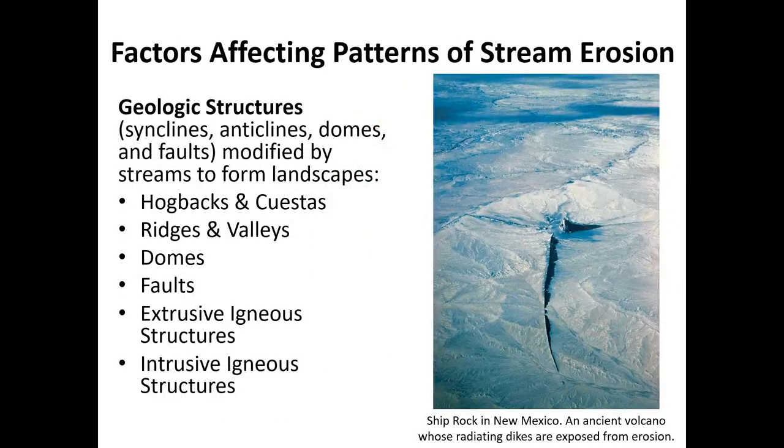So another factor affecting the patterns of stream erosion is the geologic structures. Basically, these are different geological formations that can influence or cause stream erosion. We'll talk about these: hogbacks, ridges and valleys, domes, faults, intrusive igneous structures, and extrusive igneous structures.